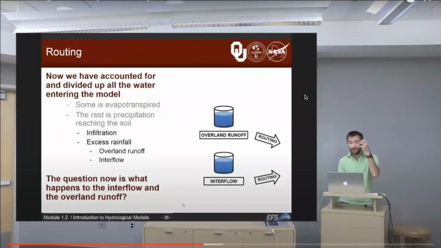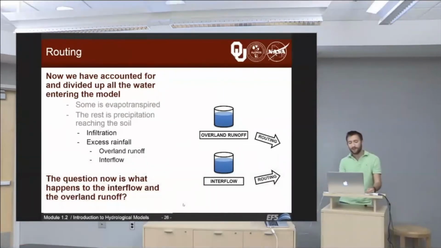We also have then some of that going as infiltration, some of it is excess rainfall, and within that excess rainfall, part of it is overland runoff and part of it is interflow.